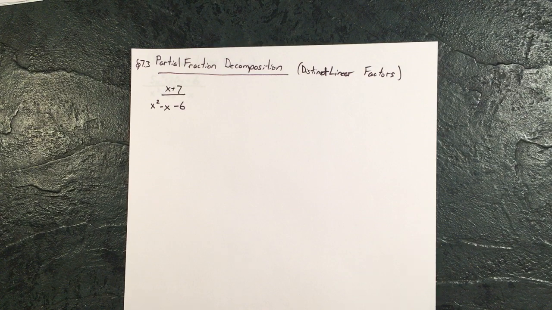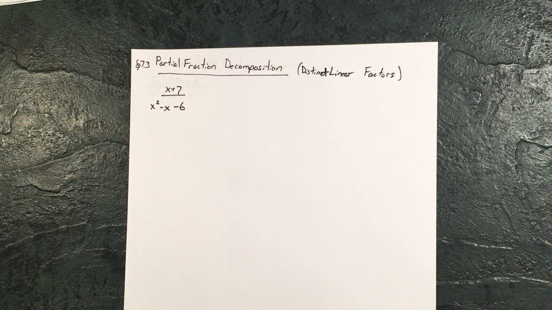So, for instance, we could have this fraction here, x plus 7 over x squared minus x minus 6. And we would like to chop this up into smaller pieces so that in the future, specifically with calculus and future courses, we could actually do something with this. Let's take a look and see what I'm even talking about with this.